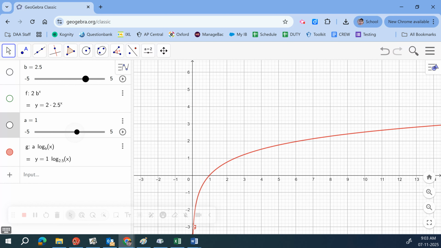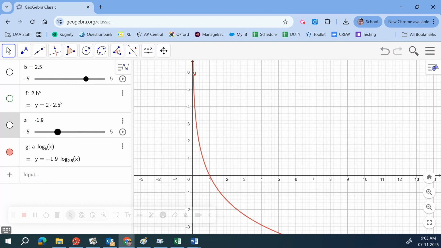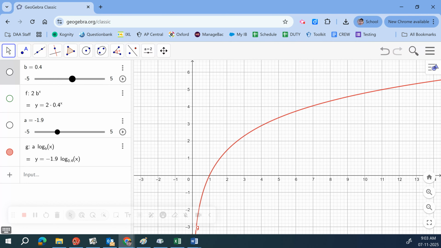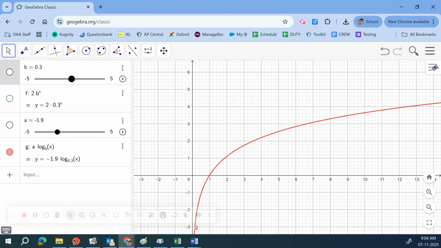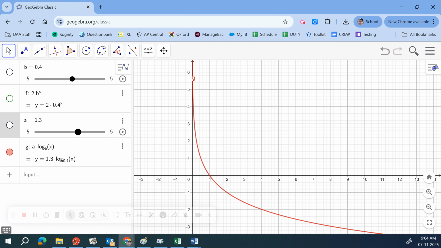Unless you make a negative. If we make a negative, we get this shape, but then we can get the other shape if we make b between 0 and 1. If b is negative, then this doesn't work. Let's see what happens when I pull that across. It just disappears. Basically, a being negative creates a reflection of this, and it creates a few other possible conditions.